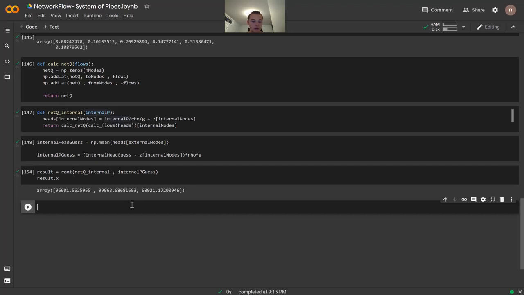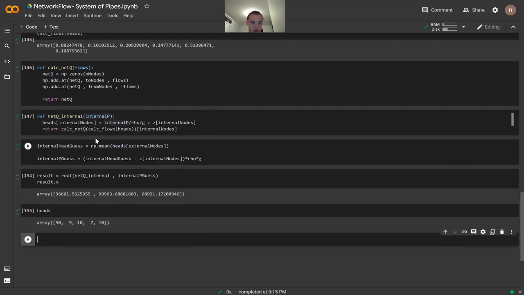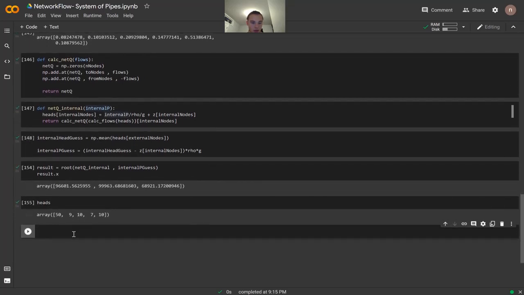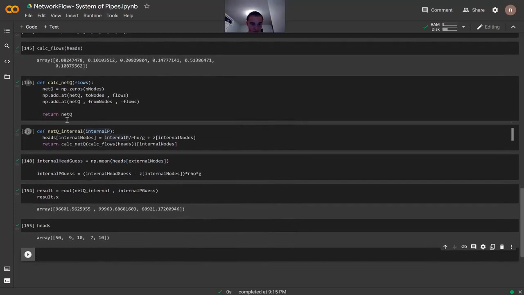But basically, if we want to determine the other values within our pipe network through an array, we can do that as well. So we can go ahead and go heads. So what are our head values given these internal flows for our nodes? So this will be our first internal flow, for node 1, and then we have node 2, and then we have node 3. So those will be our internal flows given this initial guess for internal pressure, and calculated through the pipe flows that we calculated.